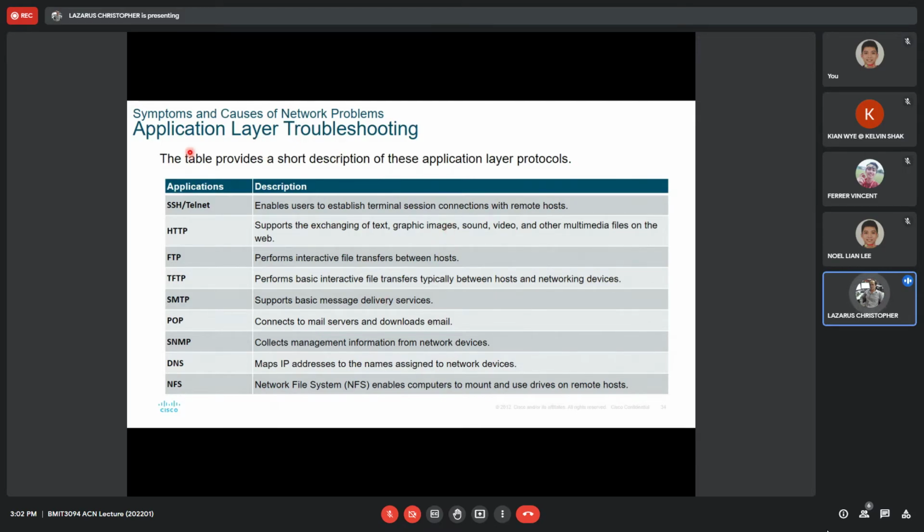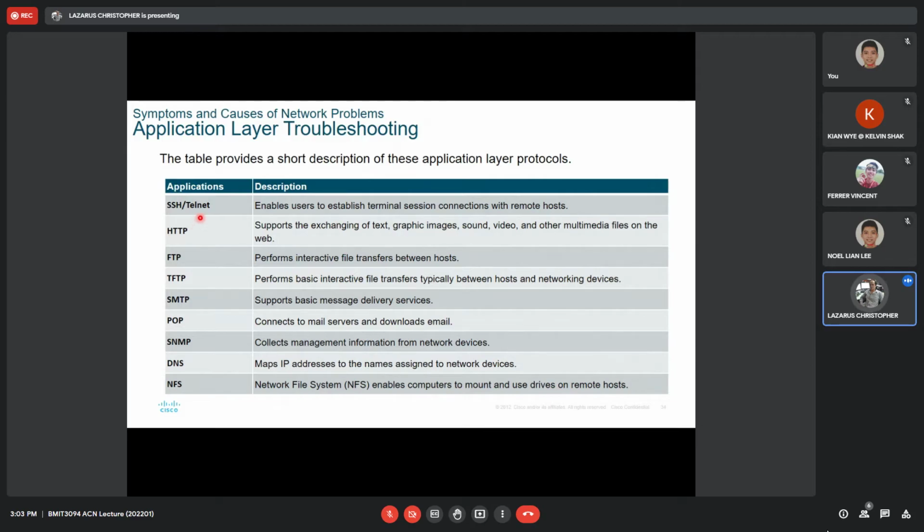Right, so application layer troubleshooting. Now we have gone through the transport layer, now we go to application layer troubleshooting. The application layer is actually involved with application layer protocols, so you have to familiarize yourself with all the applications that use these protocols. In fact, SSH, Telnet, HTTP, FTP, you need to know what they're used for.